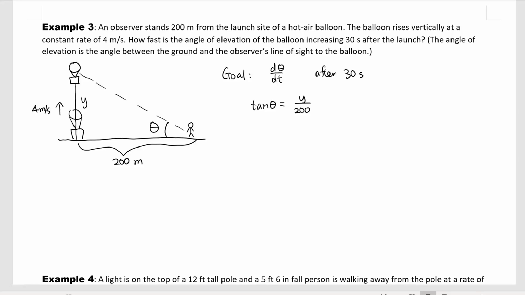Now let's take the derivative with respect to t on both sides. What is the derivative of tangent? That is secant squared, times d theta dt. What is the derivative of y? 1, but you have to multiply by dy dt.